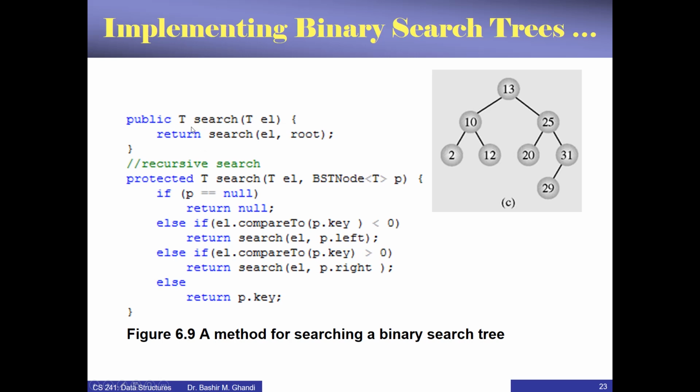So in this, we just call the other one, sending the same element that we receive, but sending root as the initial value for P. Yeah, this is the search method.